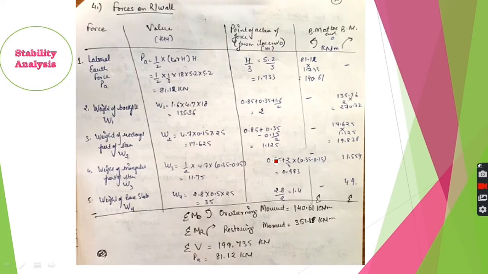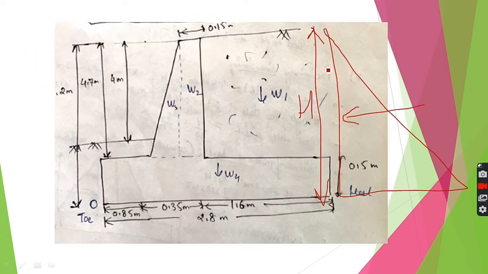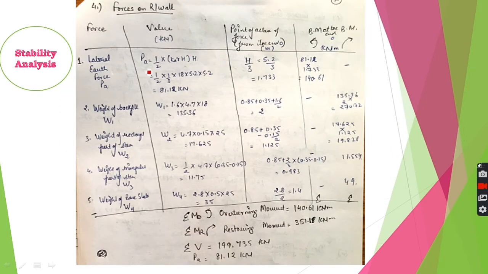So we calculated the force or pressure acting at the stem base, not the base of the retaining wall. But now we are calculating the lateral earth pressure on the whole retaining wall because we have to calculate the moments due to this. So here we will take the full height, that is 5.2. Keep this difference in mind. Now we calculate PA, its lever arm, and the overturning moment. Then we calculate all the different weights acting on this retaining wall, the restoring moment, the summation of vertical forces and the summation of horizontal forces.